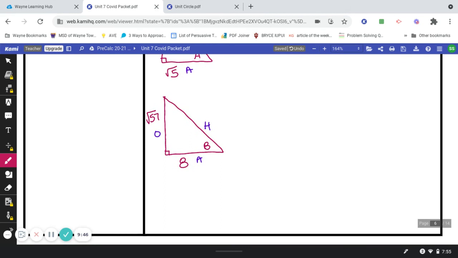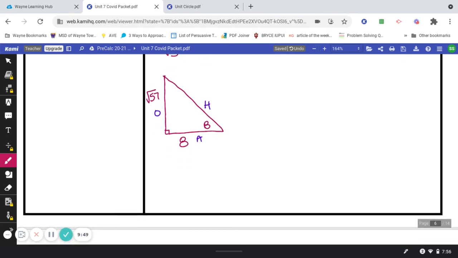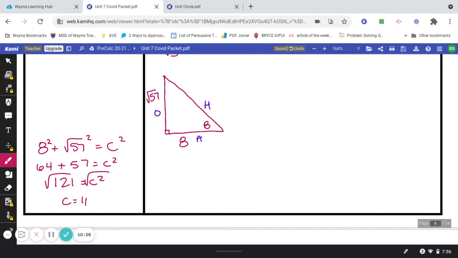Triangle A is all ready to go. Let's finish up triangle B. Now here, be careful because you're missing the hypotenuse. So when you set up the Pythagorean theorem as a squared plus b squared equals c squared, it's the c squared that we don't know. So I'm actually going to type it in as 8 squared plus the square root of 57 squared equals c squared, right? You don't know your hypotenuse. Square root and square cancel out. Add those together. And the square root of 121 is a perfect square, so we get 11. That's nice.